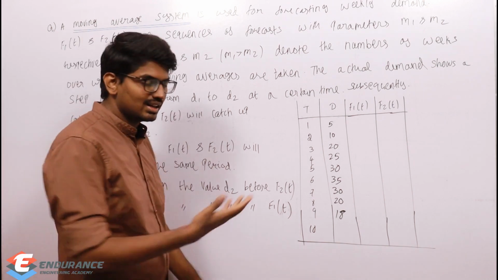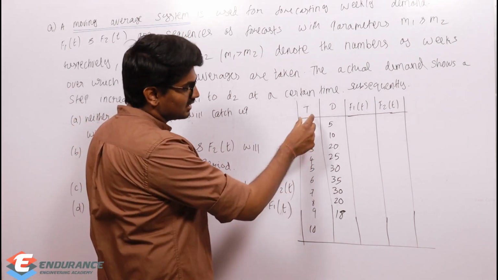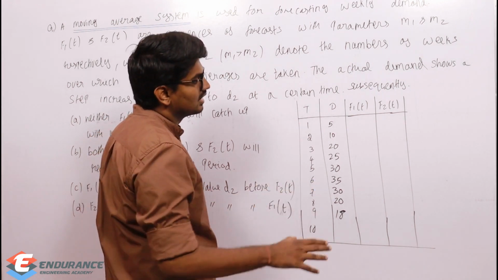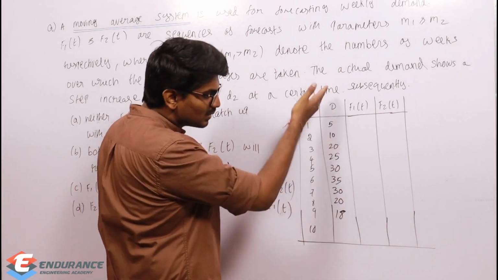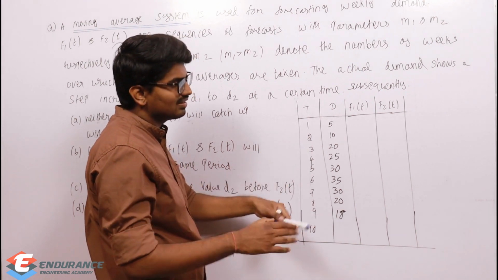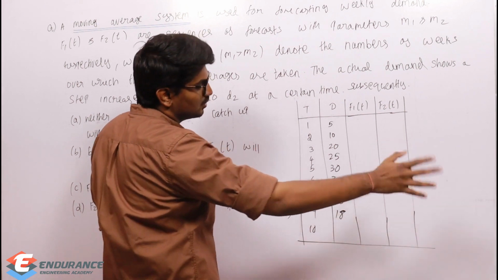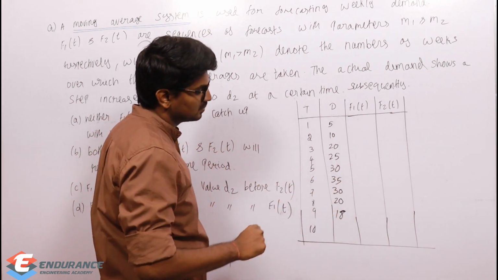Moving average method means what? I have taken some example here. Let us consider 10 weeks: first week, second week, third week, until the 10th week. And similarly, I'm taking the actual demand variation, just taking it randomly. I will talk about F1T and F2T later, so let me just stick with these two.